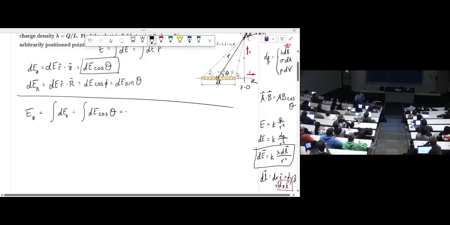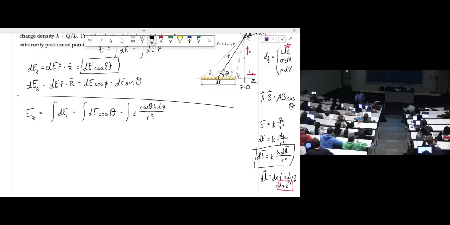So I've got dE is going to be the integral over k times cosine theta times lambda dz all over r squared. And I'm integrating from, let's call this z1 to z2.